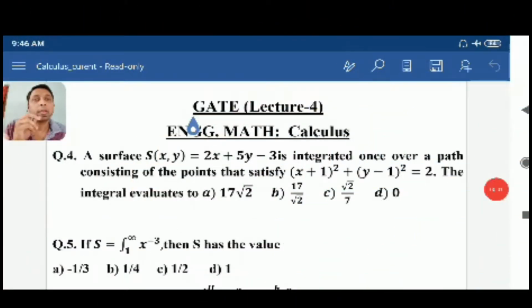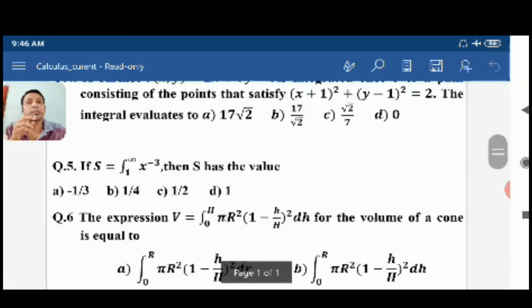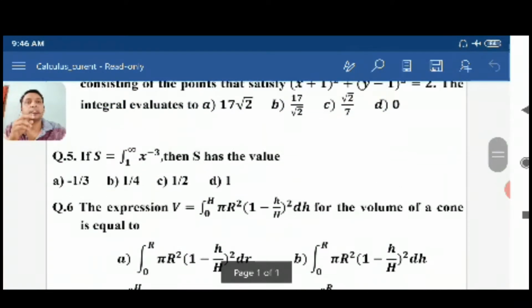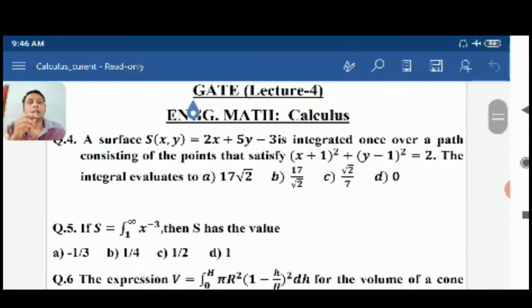Okay students, welcome to lecture 5. I have written 4 here, I will modify it. So today I have taken questions number 4, 5, 6, based on line integral, some integration, and change of axis in integration. Okay, let's start solving.